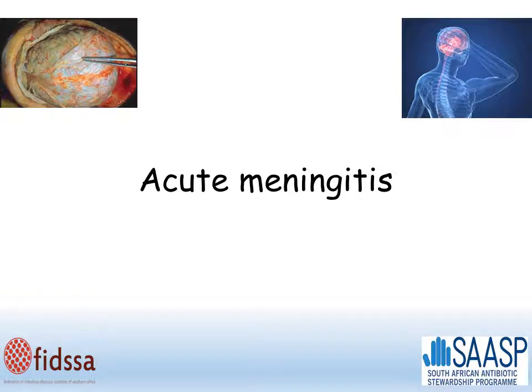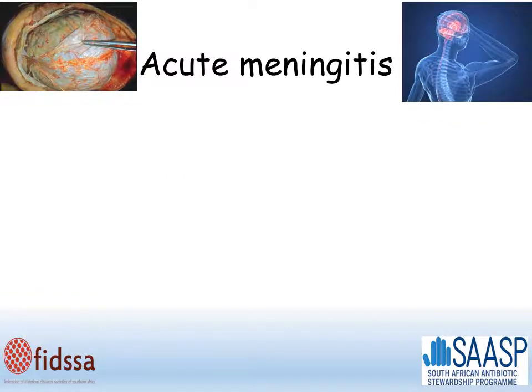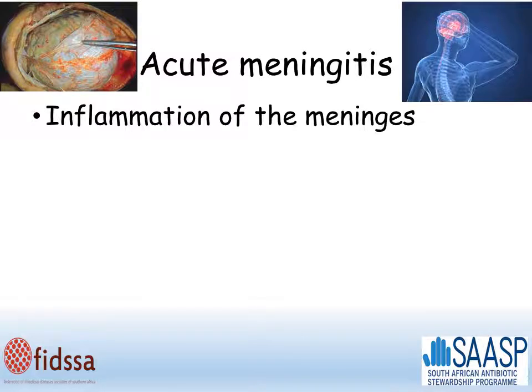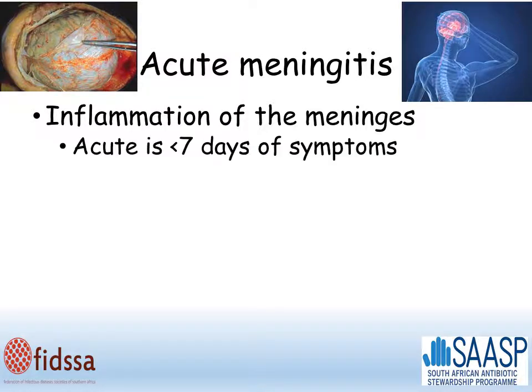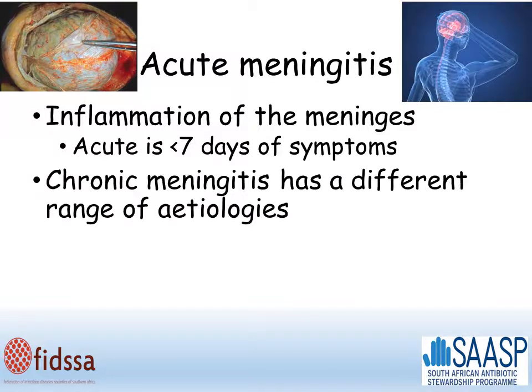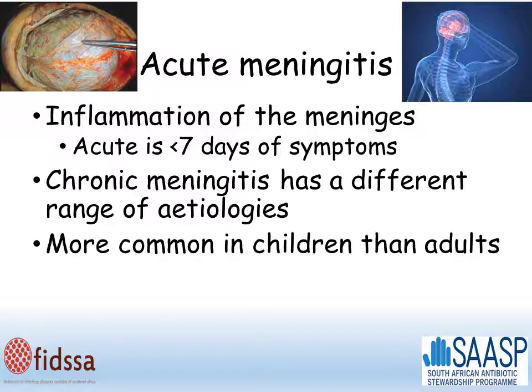This lecture is about acute meningitis. Meningitis means inflammation of the meninges, and the cutoff for deciding whether it's acute or chronic is 7 days of symptoms. Any symptoms longer than that are considered chronic meningitis, which has a different range of etiologies and will not be considered further in this lecture.